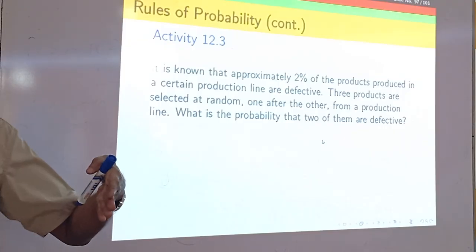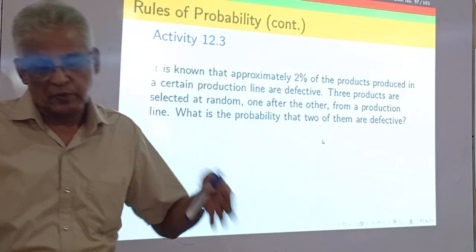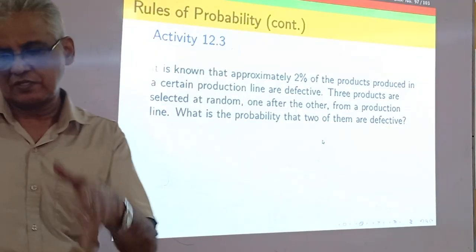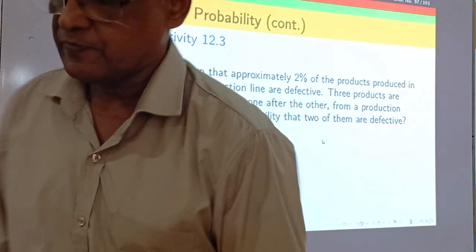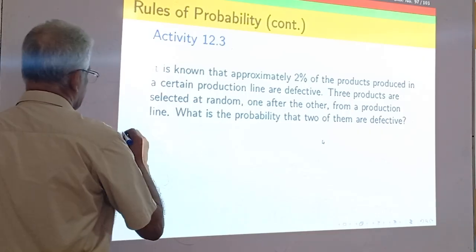Again, we have to somehow define some events of which we know the probability. And then we have to write down the event of interest in terms of those. Right. How can we do that? I'll define some events. For example, I say D1.